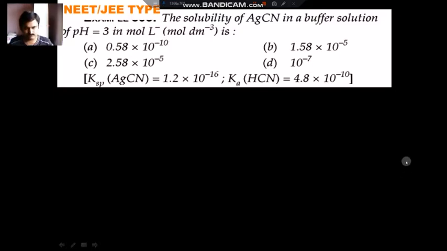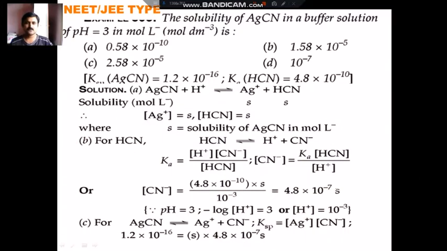The solubility product of AgCN and the Ka of hydrogen cyanide are both given. So here AgCN reacts with H plus ion, giving Ag plus and HCN. You have to find the solubility of AgCN in a buffer solution. pH equal to 3 means it's an acid. In that acid, if you see the AgCN reaction, the solubility of Ag plus is considered as S, and HCN is also taken as S. So the solubility of AgCN in moles per liter will be S.